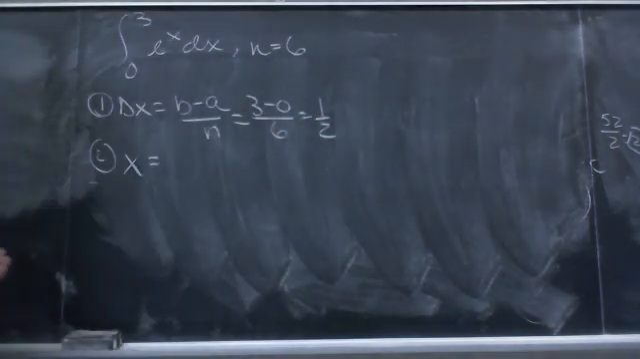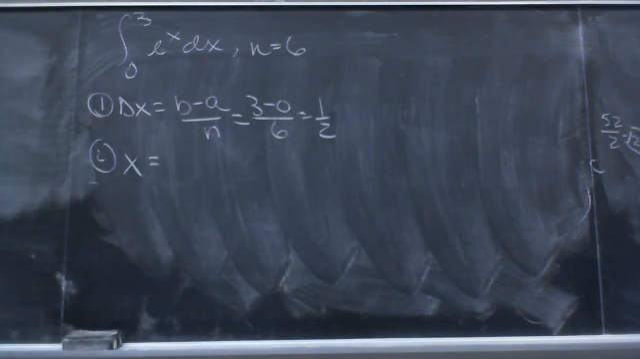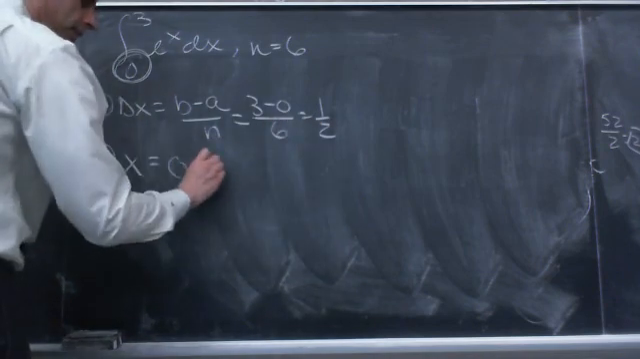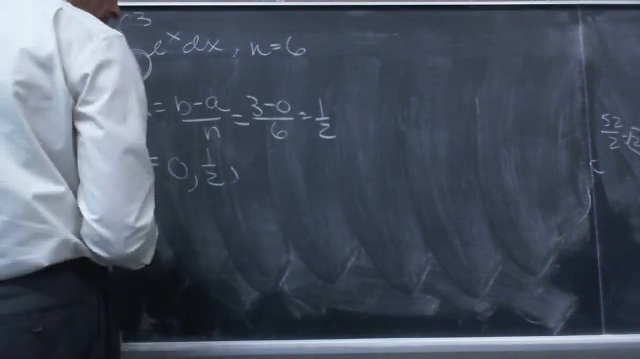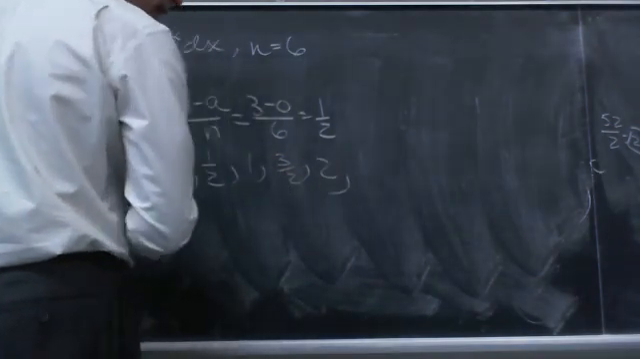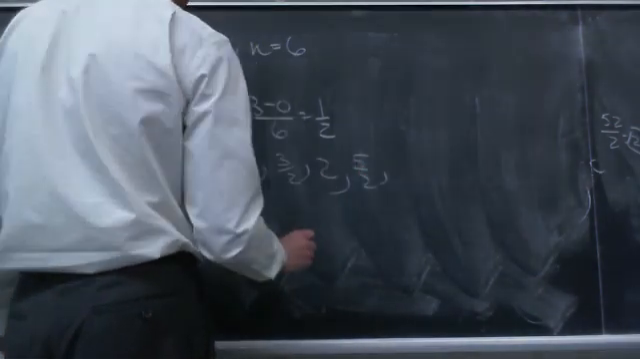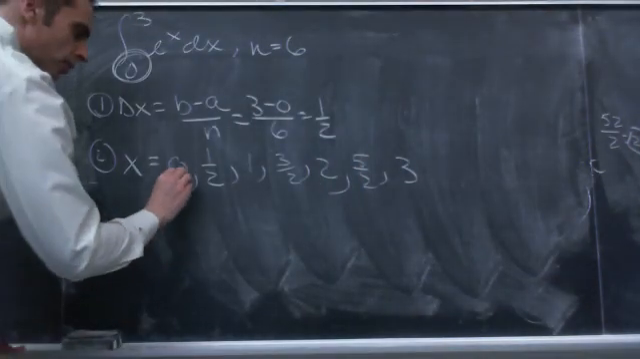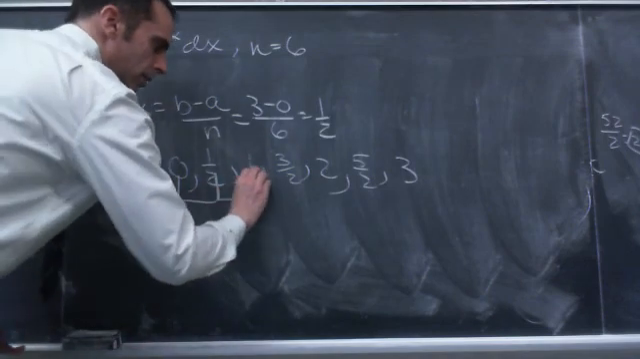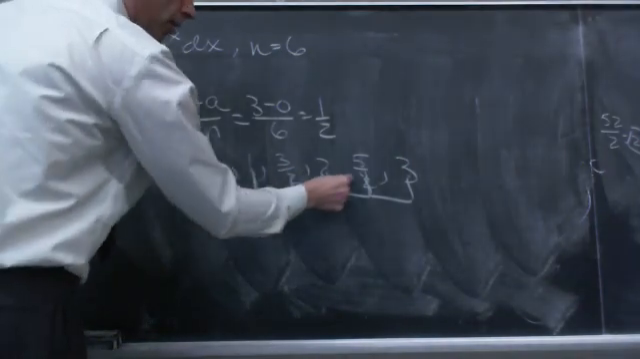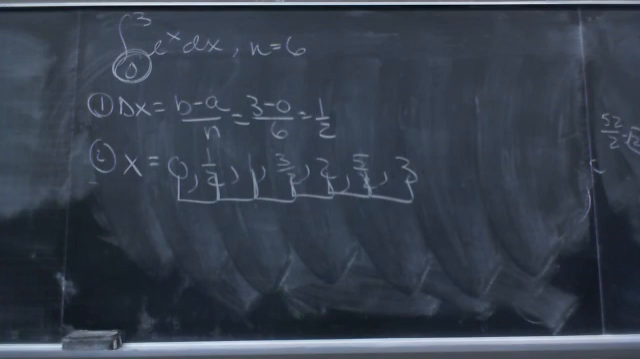Number 2, I need to know what the x's are in each subinterval. I start here at the a value, 0. Add a half to 0, get a half. Add a half and get 1. Add a half, get 3 halves. Add a half, get 2. Add a half, get 5 halves. Add a half and get 3. And you better finish right here. What are your subintervals? Well, they go from here to here, here to here, here to here, and then you should have a total of 6. 1, 2, 3, 4, 5, 6. Of all equal width. They're all a width of a half.